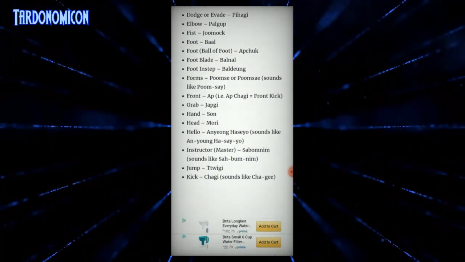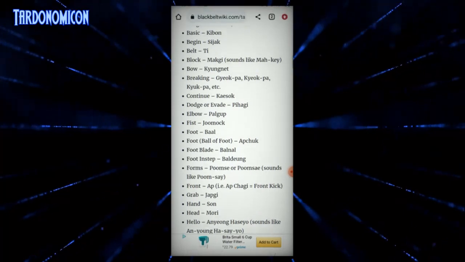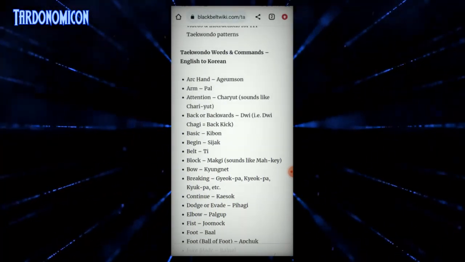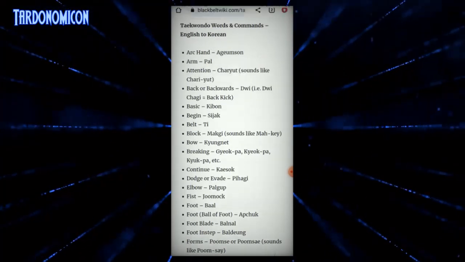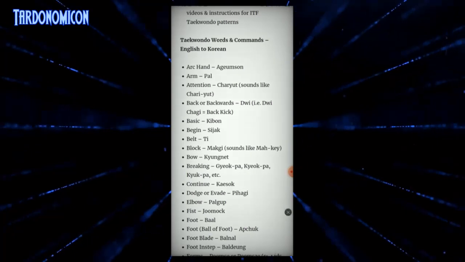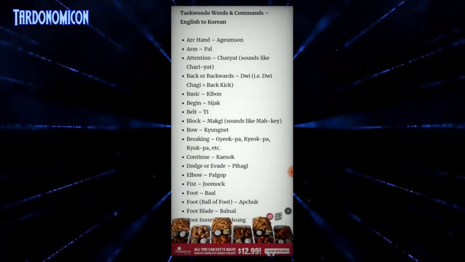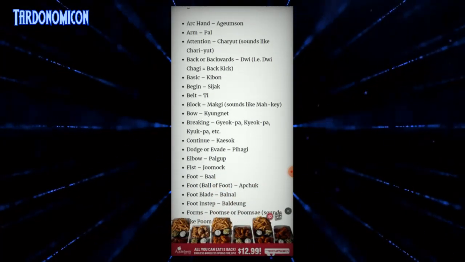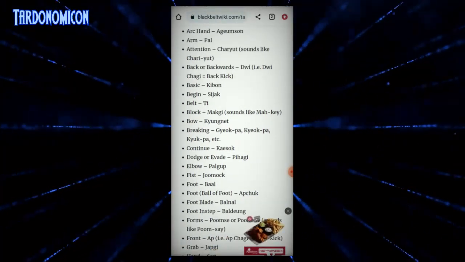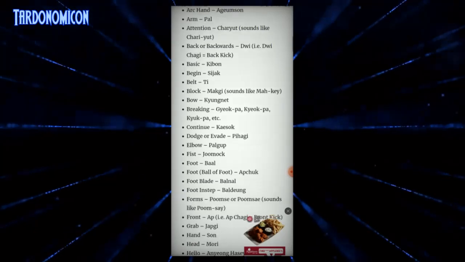What you have to understand, and this will come up when it goes over kicks, is that front is ap, and kick is chagi. So, for example, a front kick would be ap chagi. Dwi, meaning back or turn around, would be dwi chagi.